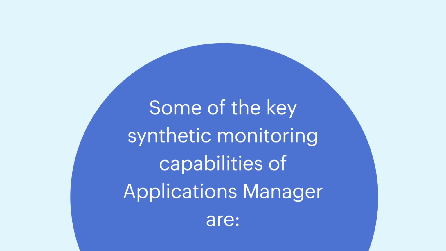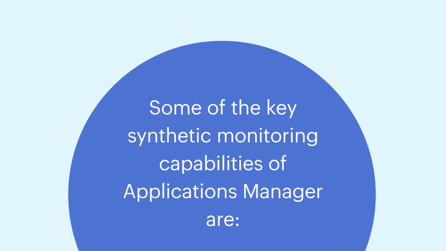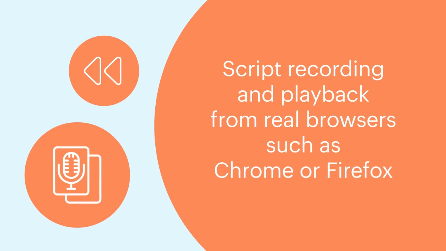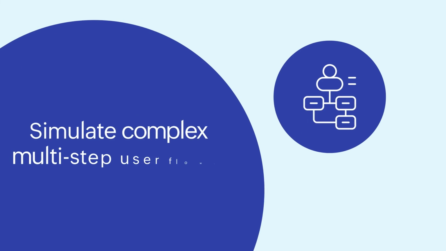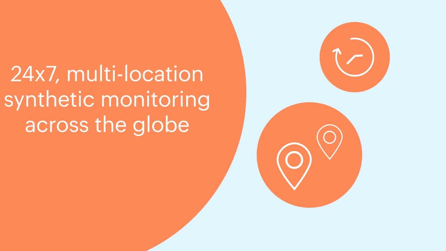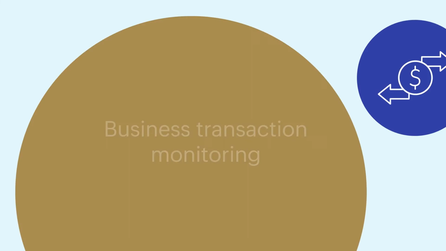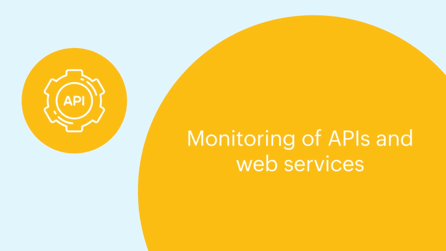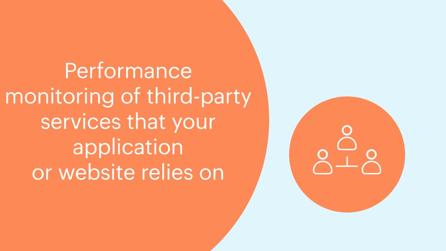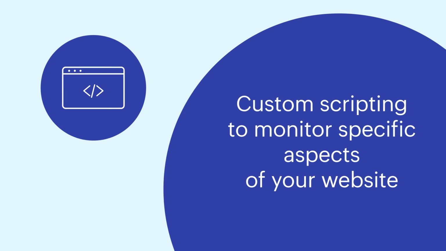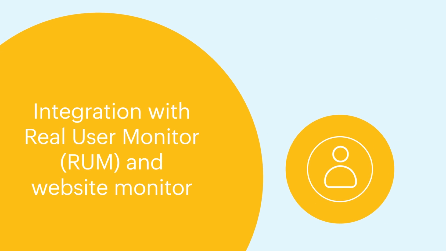Some of the key synthetic monitoring capabilities of Applications Manager are script recording and playback from real browsers such as Chrome or Firefox, simulate complex multi-step user flows, deep visibility into performance metrics, 24/7 multi-location synthetic monitoring across the globe, real-time alerting, comprehensive reports and dashboards, multi-protocol support, business transaction monitoring, monitoring of APIs and web services, performance monitoring of third-party services that your application or website relies on, custom scripting to monitor specific aspects of your website, integration with Real User Monitor and Website Monitor.